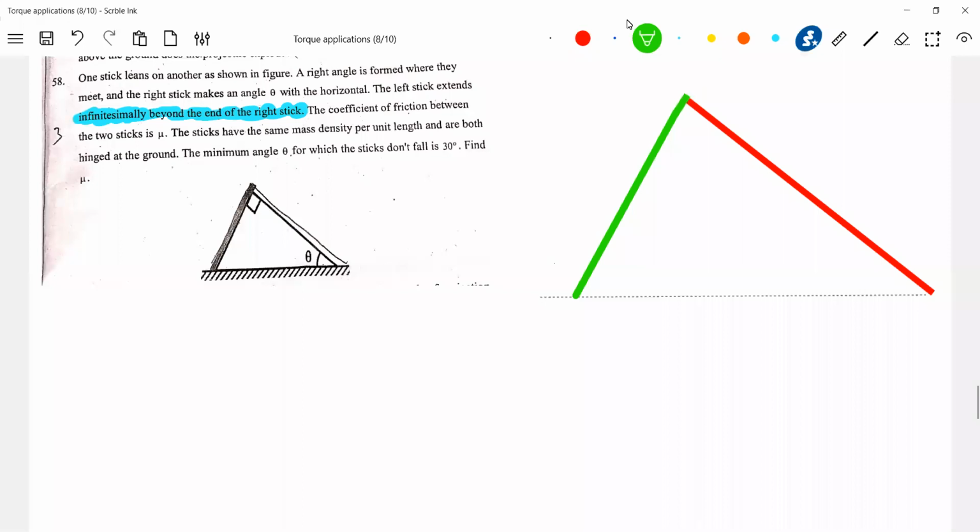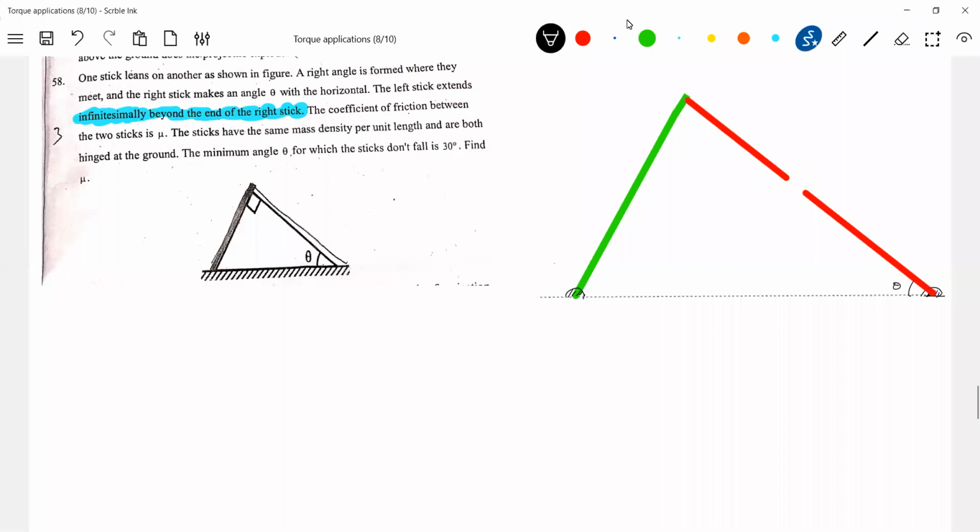Yeah, this one. Okay, now both are hinged here. He had explained everything in the question, and this is theta, and this angle is 90 degrees. Let's get into the problem. The coefficient of friction between the two sticks is mu, where the sticks touch at this particular point.